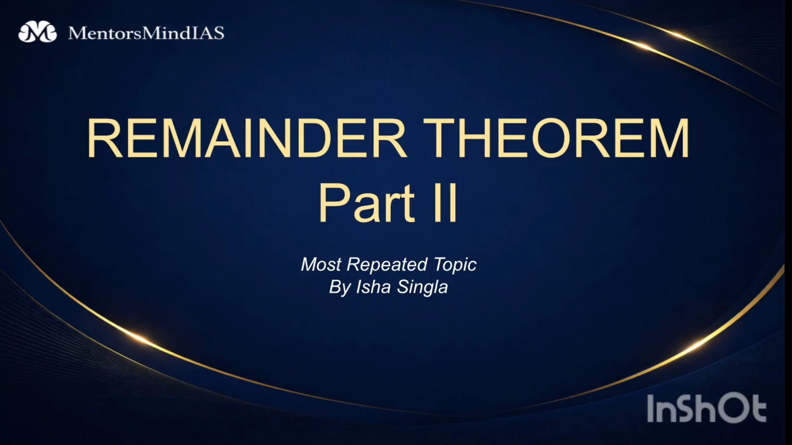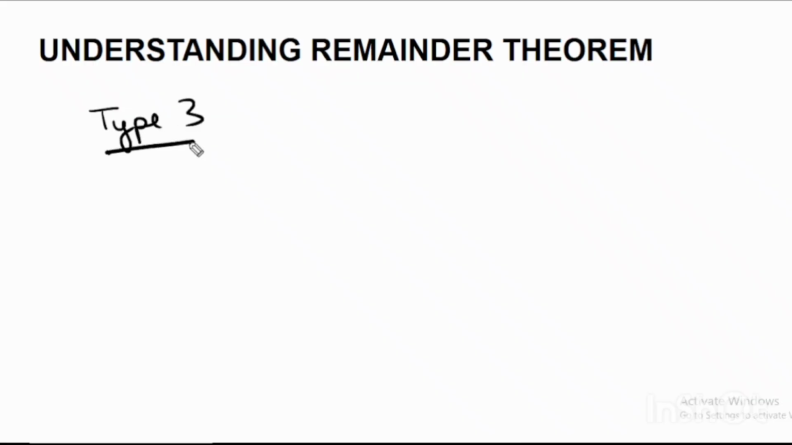In the previous video, we covered the basics of remainder and two types, or ways, of applying the remainder theorem. In this video, we will be covering the other three types of ways to apply the remainder theorem, and after this, your remainder theorem will be complete. So let's start with the third type, which is negative remainder theorem.